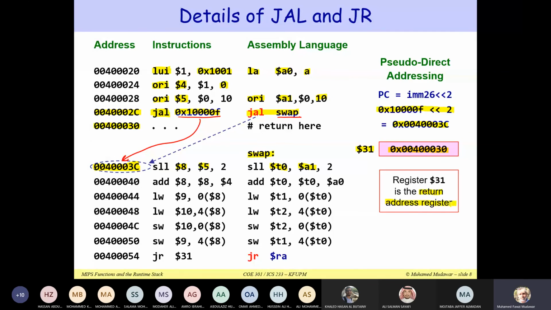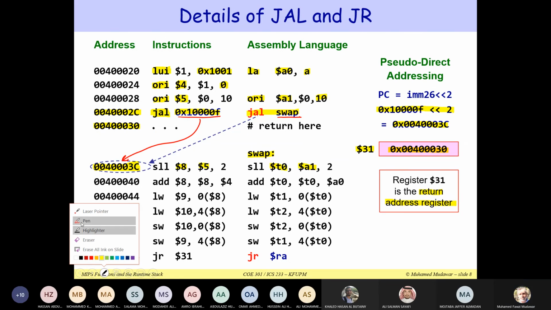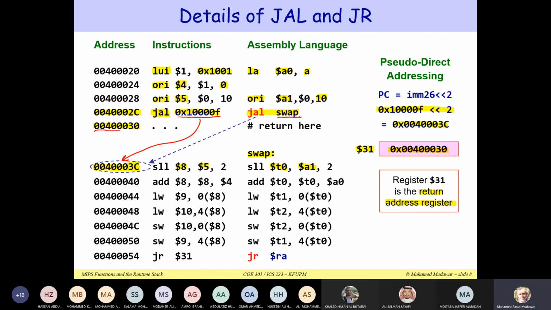This register 31. Automatically, the hardware, the CPU, when it executes jump and link, is going to save the return address, the address of the next instruction appearing after jump and link. This address will be saved all the way into register 31. You can see its value, it's shown here inside the register.